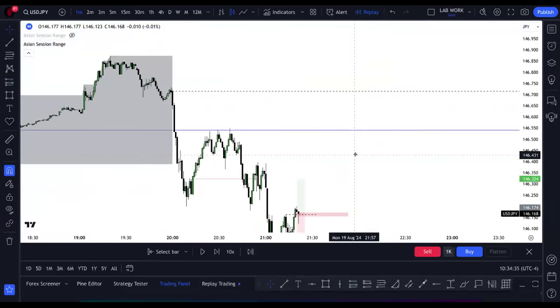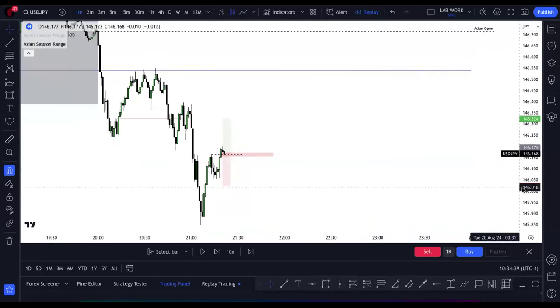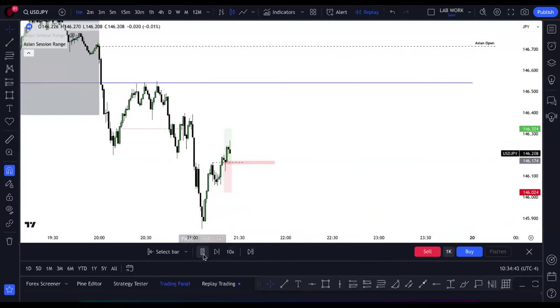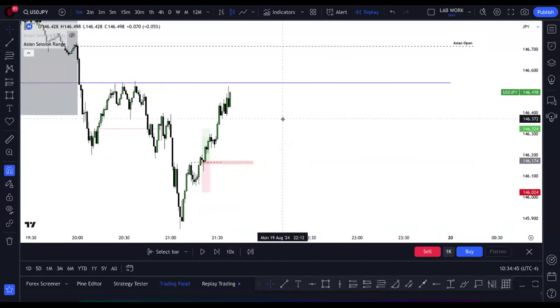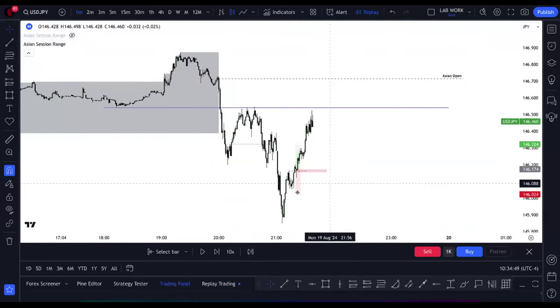The long is happening below the Asian Open. Look at the Asian Open. Look at where we're buying. Cheap. Very cheap. While traders are selling, we're buying, and TP was hit. That was it. The trade was done. And this one trade, it's a Monday.